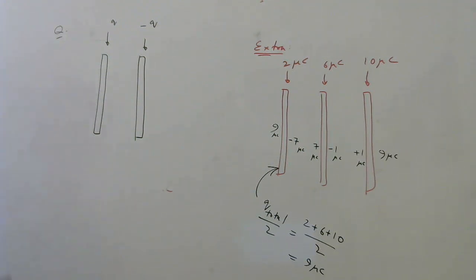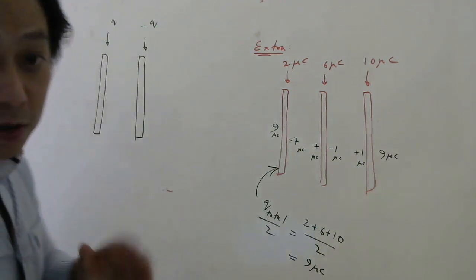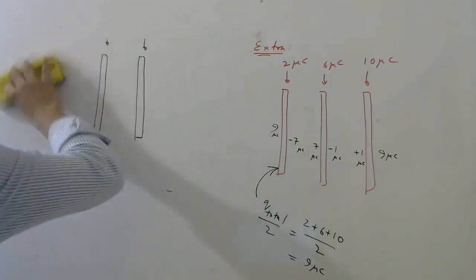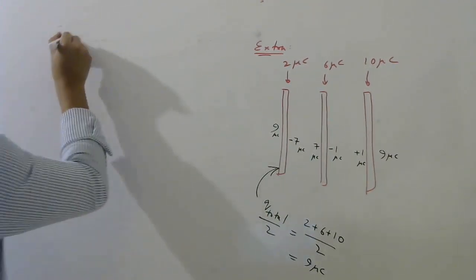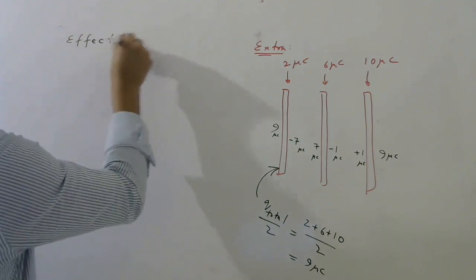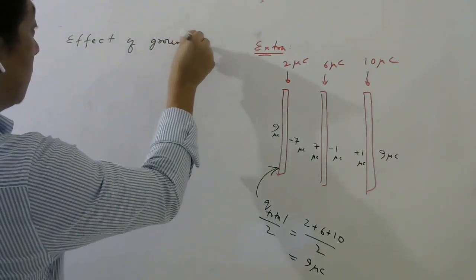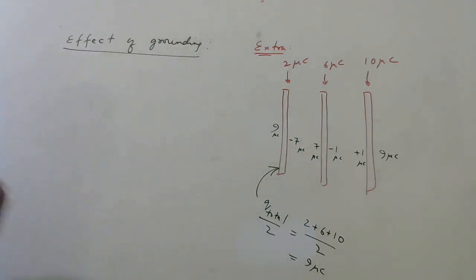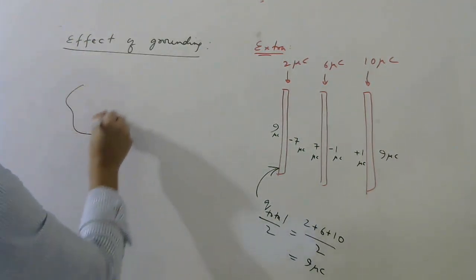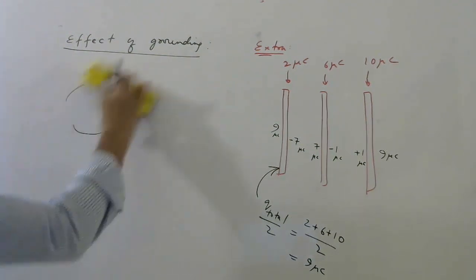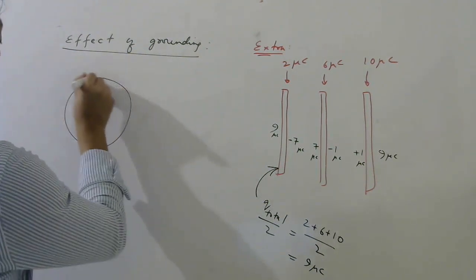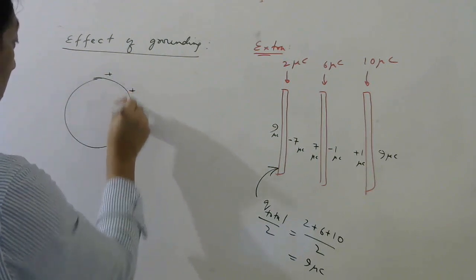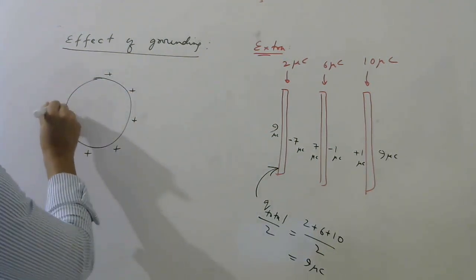Okay. Now, something very interesting we will be discussing, and that is the effect of something called grounding. So let me rub this part. So try that question. Effect of grounding. Okay. So grounding here means what? Suppose you have a charged sphere and the charge is, let us say, capital Q.